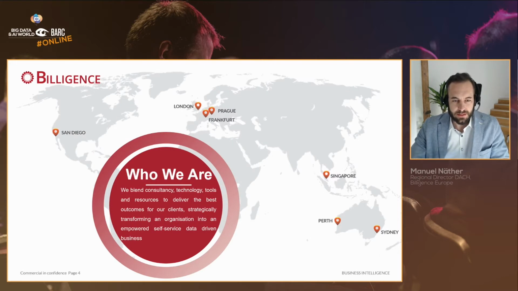Billigence has been on the market for 11 years, and we're helping companies to set up a goal and to work toward that. We are headquartered in Sydney, Australia. We have offices in Perth and Singapore to cover the Asia Pac region. In Europe, we have offices in London, Frankfurt, and Prague. Furthermore, we have an office in the US in San Diego.